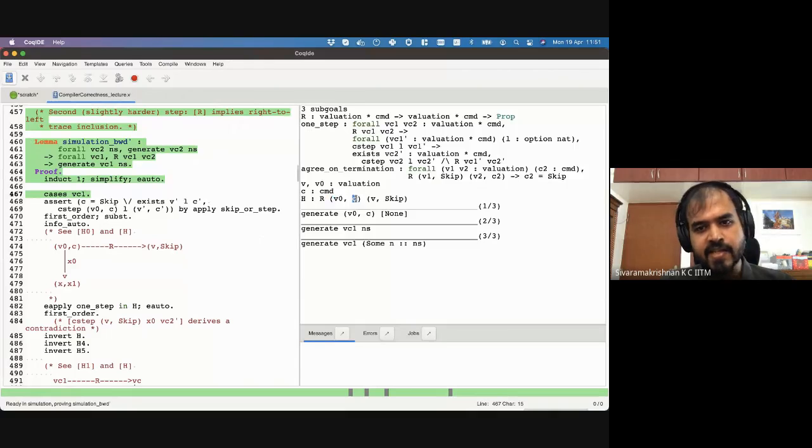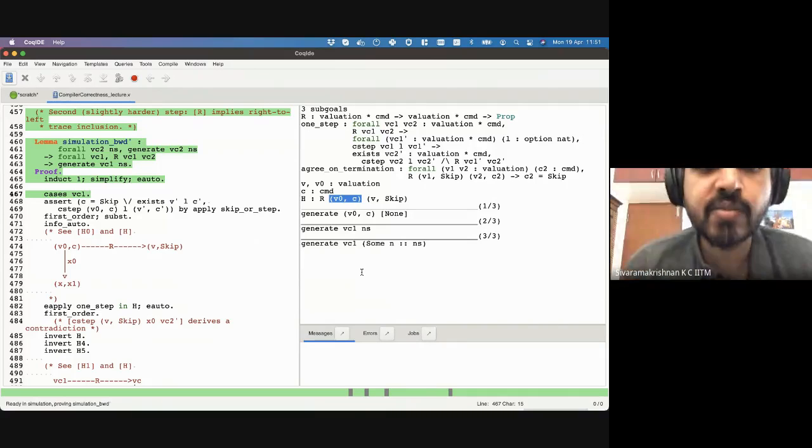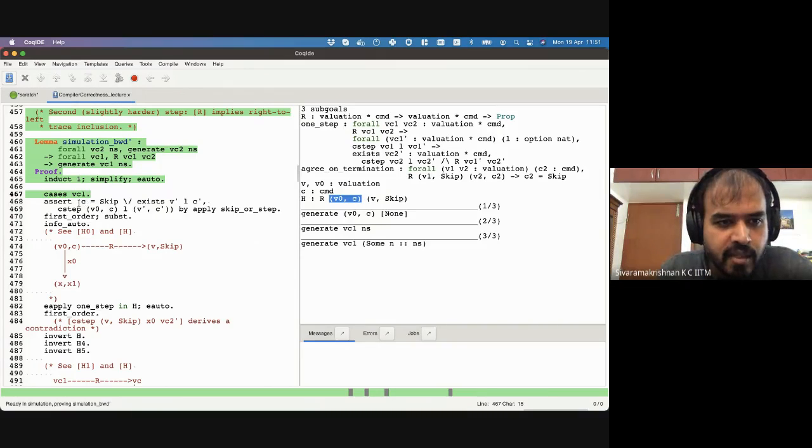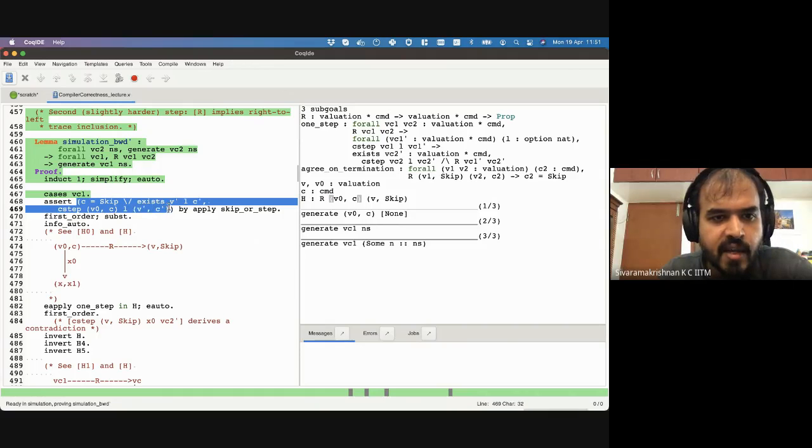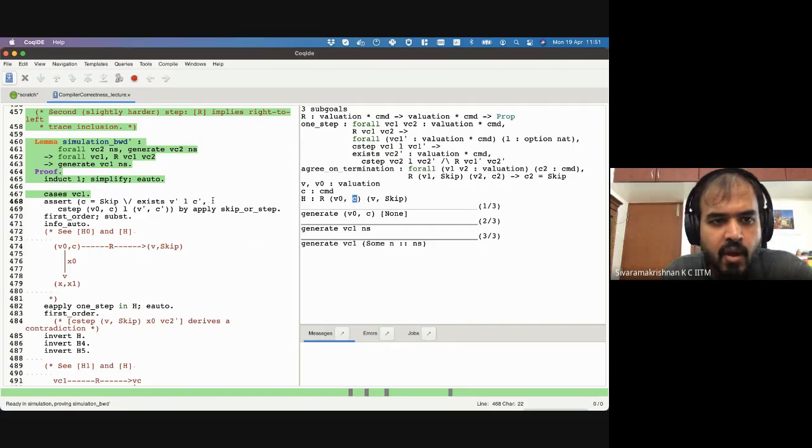Either C is already skipped, or you can actually take a step from V0C to something else, right? So this is why we bring this fact into the context. We do an assertion in order to bring this property into the hypothesis. You're saying the C variable is already a skip, or you can take a step from V0C to V prime C prime, using the property that we already proved, by applying skip or step. So this is the totality property that we proved earlier. I'm just bringing that into the context.